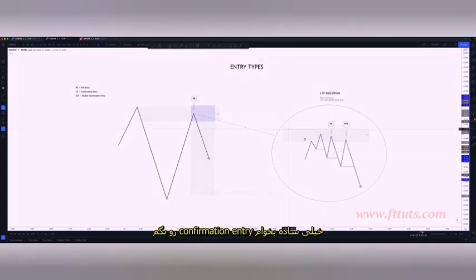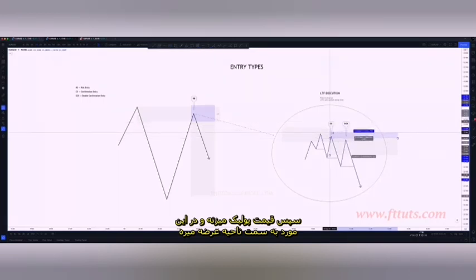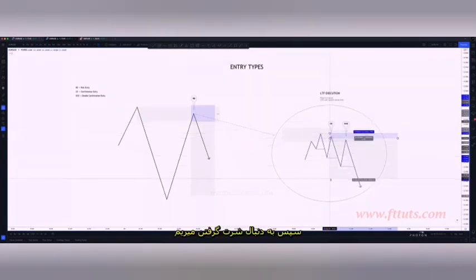So very simply, confirmation entry: price comes into our higher time frame POI, we drop down to our execution time frame, and we wait for price to start breaking structure to the downside. So a confirmation entry is when you get that first break of structure to the downside, price then pulls back up, in this case into a supply zone, and then we would look to get short from that first zone there, right? And that would be your confirmation entry.